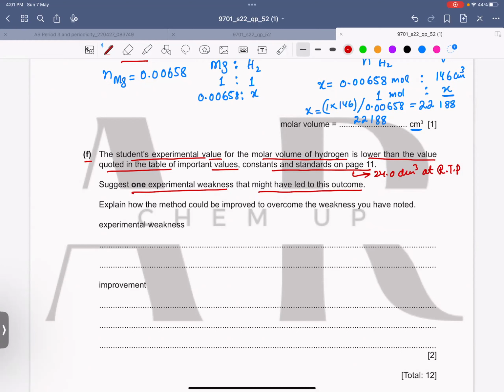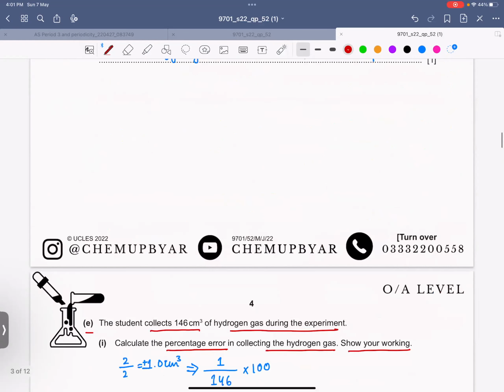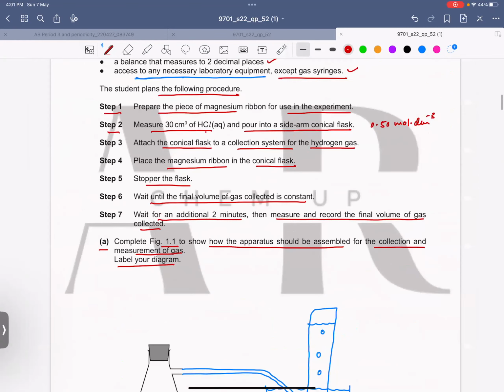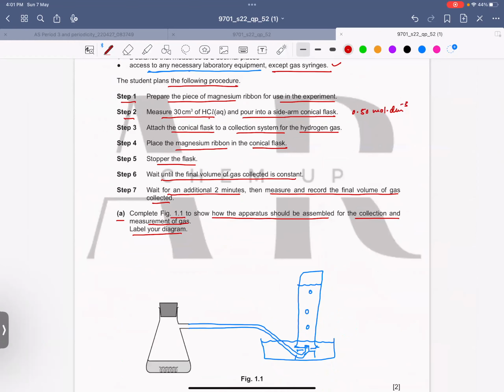Okay. So it means there must be an error in the method, or there is one weakness in the method. Explain how the method could be improved to overcome the weakness you have noted. Yes, can anybody tell me the weakness? Here you have the whole method. Can anyone identify what is the weakness, why we are getting the lower value?